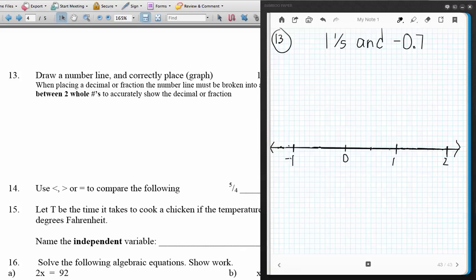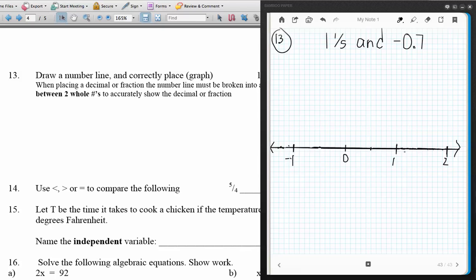So I'm going to start out with 1 1/5. So 1 1/5 will be located between 1 and 2. Now, because this one is in tenths, sometimes students think, oh, I've got to break everything into tenths. Well, you don't necessarily. However, you could break it into tenths because 5 is easily broken into tenths as well. So 1/5 would be 2 tenths. But we don't have to.